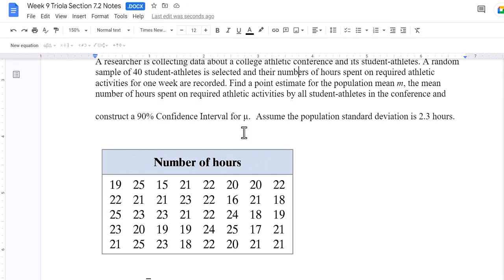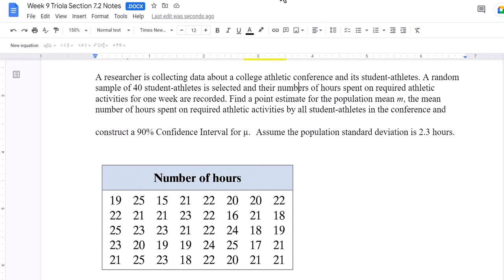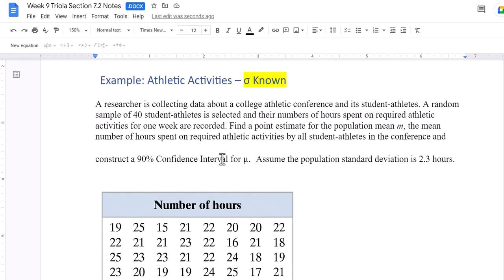So we just need to make a note of the sample mean. So we can say that the sample mean was 21.05. I guess let's read the problem first.